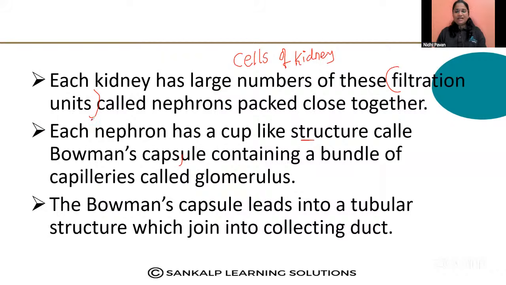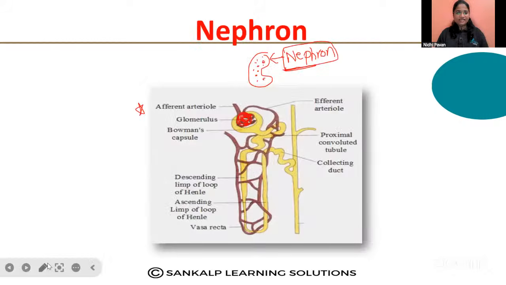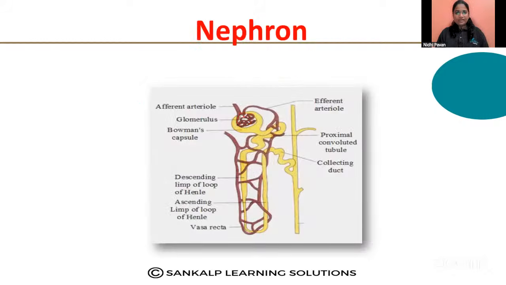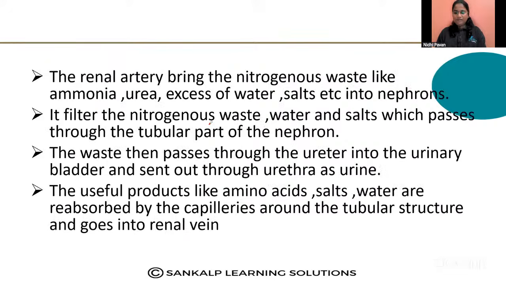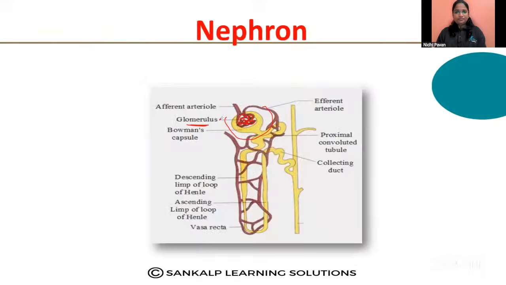Next, it contains a bundle of capillaries called glomerulus. So in this image, you can see this whole cup-shaped thing is a Bowman's capsule. It contains the network of capillaries, which is called glomerulus. Next, the Bowman's capsule leads into tubular structures, which join into the collecting duct. So here, after the glomerulus, we have various tubular structures. All these tubular structures are finally connected with the collecting duct.